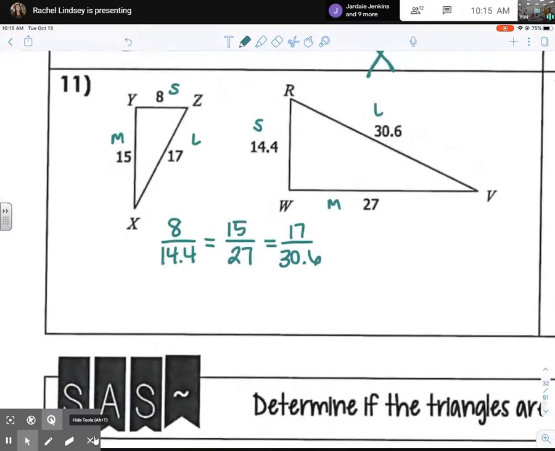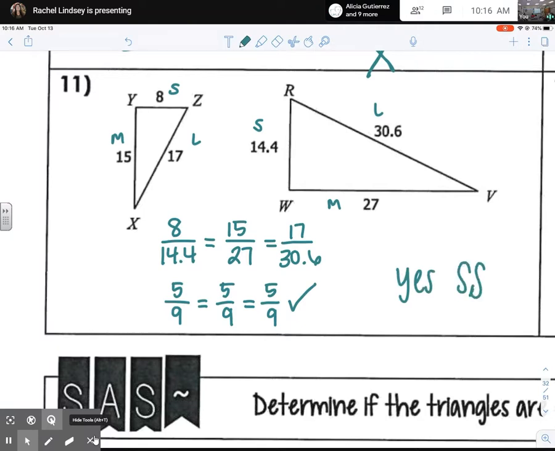See if they're the same, we'll reduce those. So for the small one, 8/14.4, what's that reduced to? 5/9. What's 15/27 reduced to? 5/9. And 17/30.6, 5/9. So are all three sides proportional? Yes. So they are similar by side similarity.